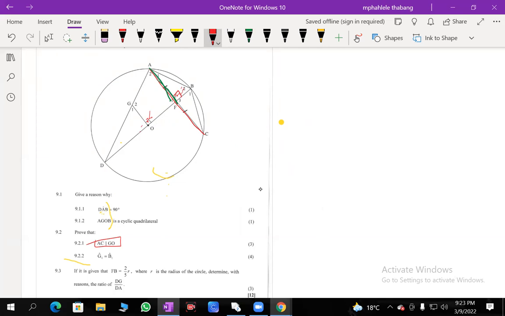Why is angle DAB 90? D, A, B. Why is this angle 90? This angle is in a semicircle, angle in the same circle, true.